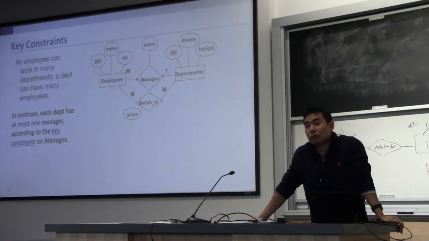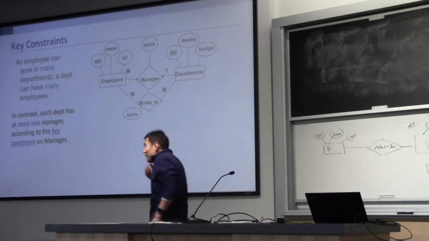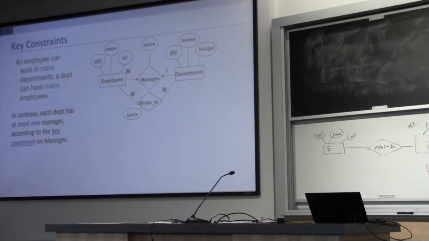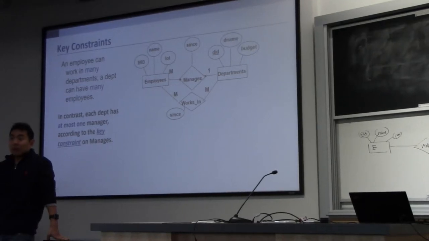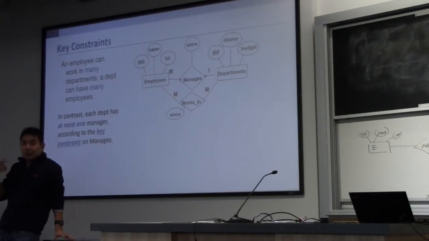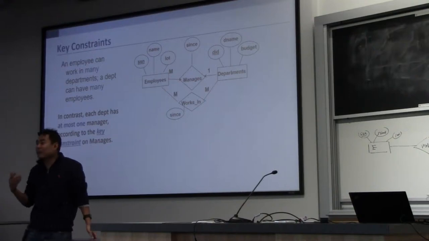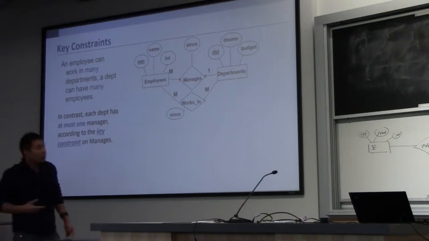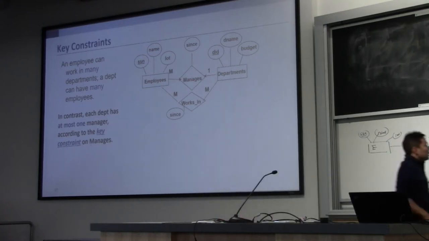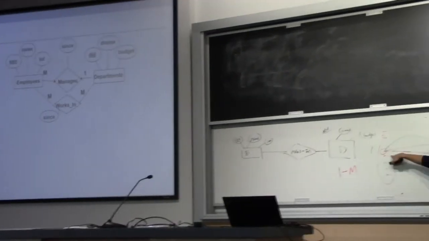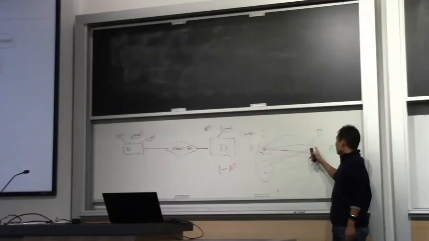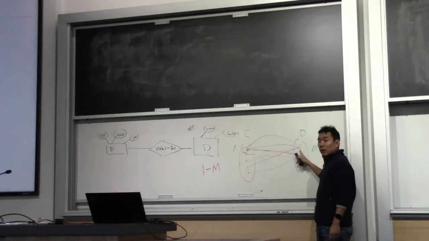Okay? One to one. By the way, notice that I've been very careful in saying if an employee is a manager, then he or she can be manager of at most one department. What I implied is not every employee needs to be a manager. And similarly, if a department has a manager, it has at most one manager. It doesn't imply that every department needs to have a manager. It's perfectly okay to have a graph like this to satisfy that design, which is, okay, this employee, the manager, is a manager of at most one department, and this department has just one manager.